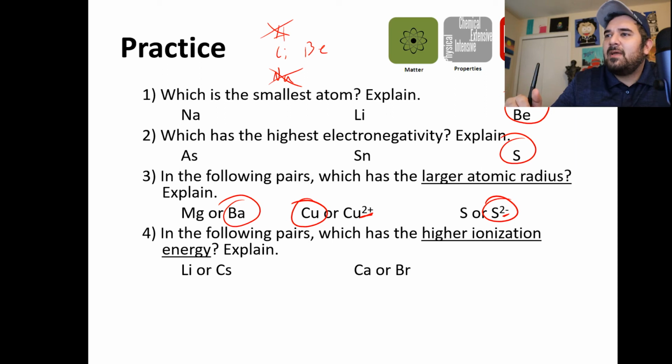Next one, in the following pairs, which has the higher ionization energy? Higher ionization energy just needs to be closer to fluorine. So lithium or cesium: they're both in the same column, but lithium is going to be considered closer to fluorine, and cesium is closer to francium, which means it's got lower ionization energy. Next, we have calcium and bromine. Calcium's all the way over on this side, bromine's all the way over on that side. Higher ionization energy is going to be bromine. Bromine is really close to fluorine. Calcium is way far away. So that one's easier than you think.